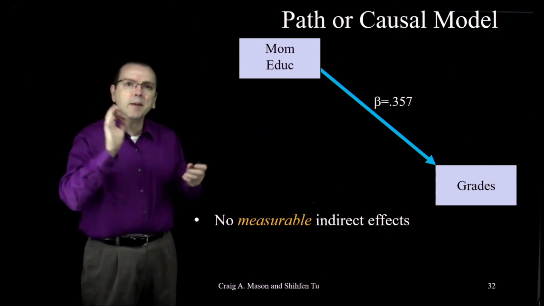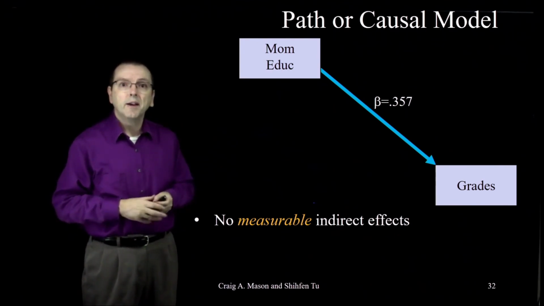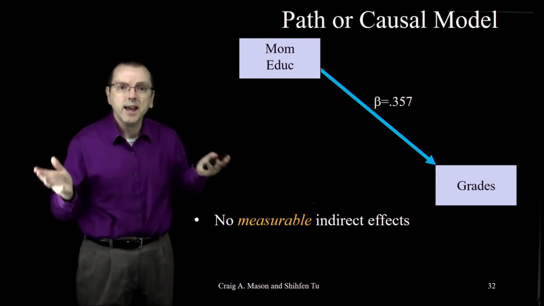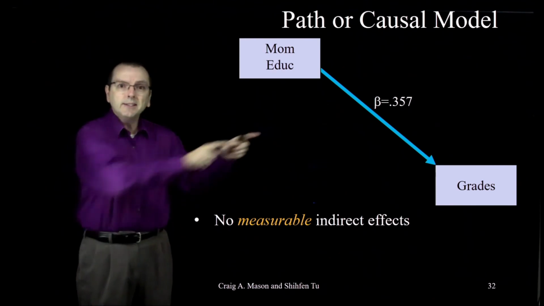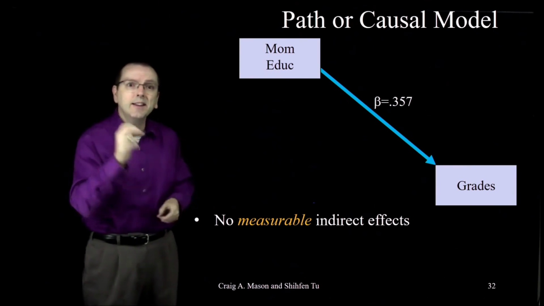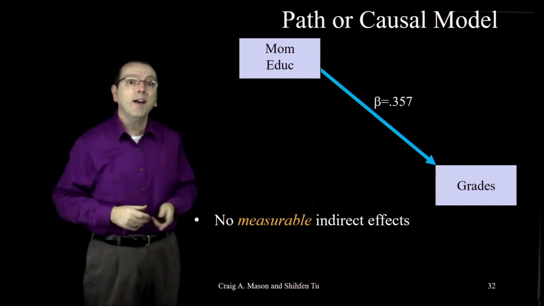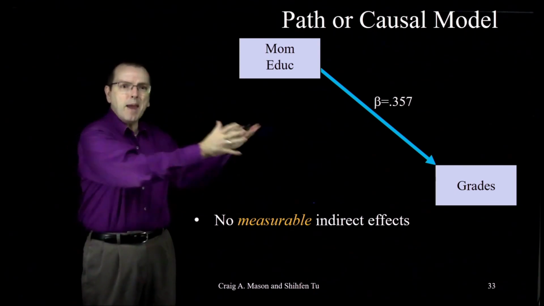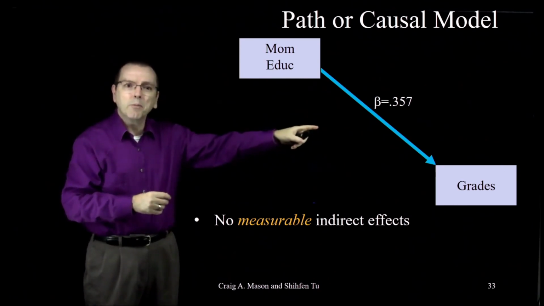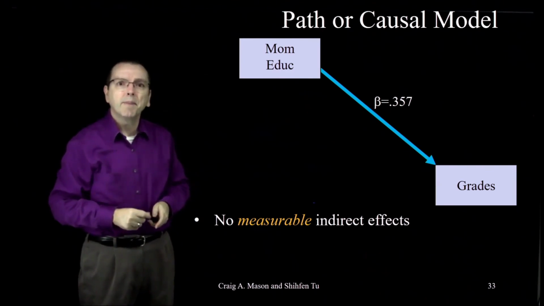Now, to be clear, what I mean is that there are no measurable indirect effects. For example, let's say mother's education may have an indirect effect through school quality, but without school quality in the model, we can't detect it as an indirect effect. It's there. It's happening. It's having an effect in the data. I just can't distinguish it as an indirect effect. It's buried, it's hidden, it's smushed into that B of 0.357. It's part of that total effect.